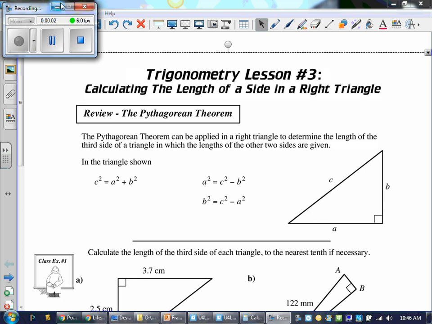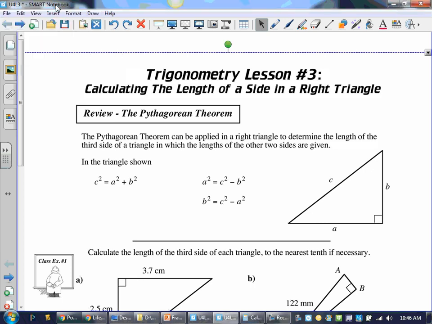Okay, so we are going to, it's as though we were never gone. Okay, we are going to work on trig lesson number 3.